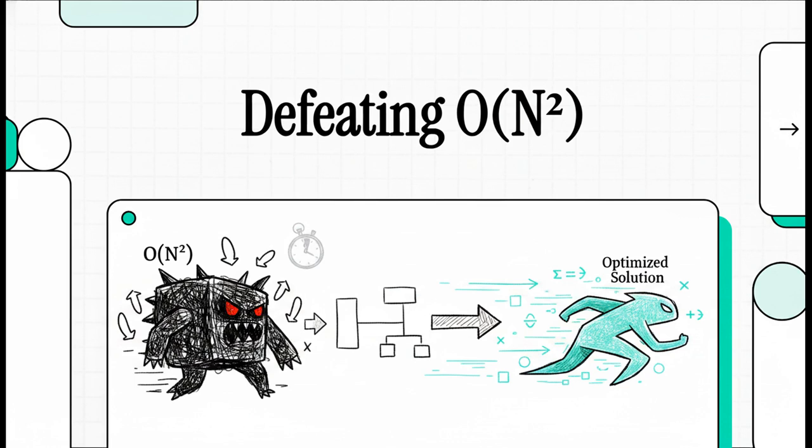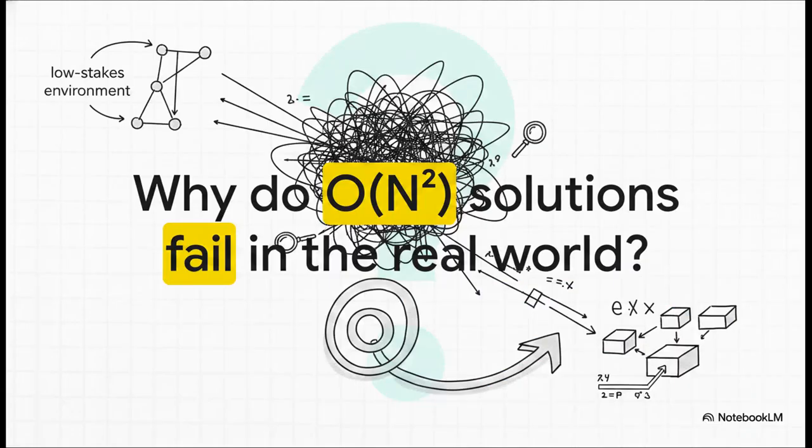These are the kinds of optimizations that save critical server costs and keep your apps from crashing when they're hit with heavy user queries. So you might be wondering, why do these O of n squared solutions actually fail in the real world? Well, in a low-stakes environment, writing a quick double for loop to check every possible combination feels completely natural. But when your data scales up to hundreds of thousands of elements, that exponential growth in processing time completely breaks down. It's a real bottleneck.